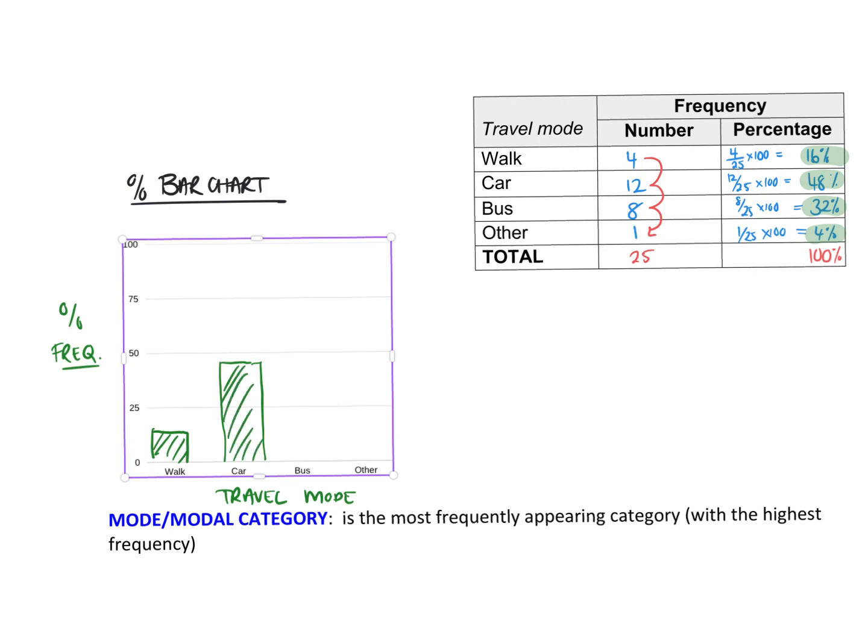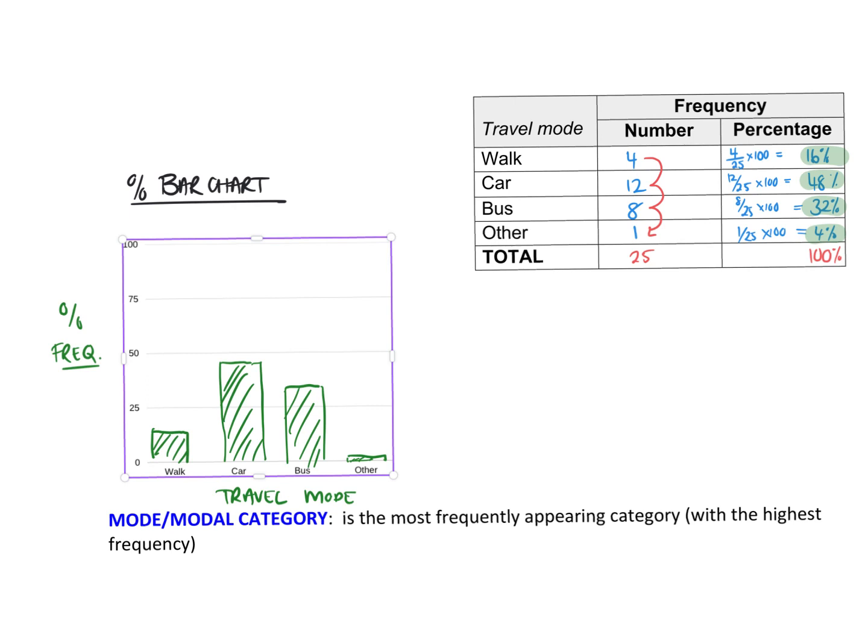Bus was 8%, so it's like half of... No, bus was 32. Oh, sorry, beg your pardon. Bus was 32. So we'll go up here somewhere. And then other was 4%, so it's going to be a really tiny one. Okay? So there's what a percentage chart would be, very similar.